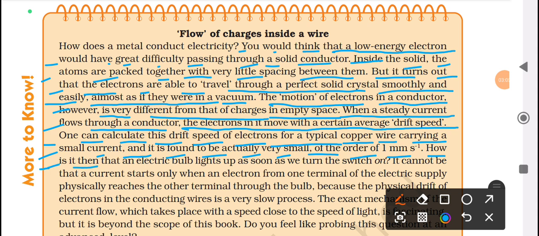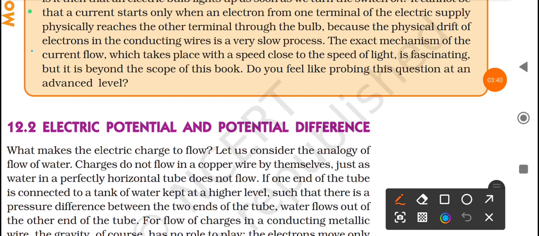How is it then that an electric bulb lights up as soon as we turn the switch on? It cannot be that a current starts only when an electron from one terminal of the electric supply physically reaches the other terminal through the bulb, because the physical drift of electrons in the conducting wires is a very slow process.